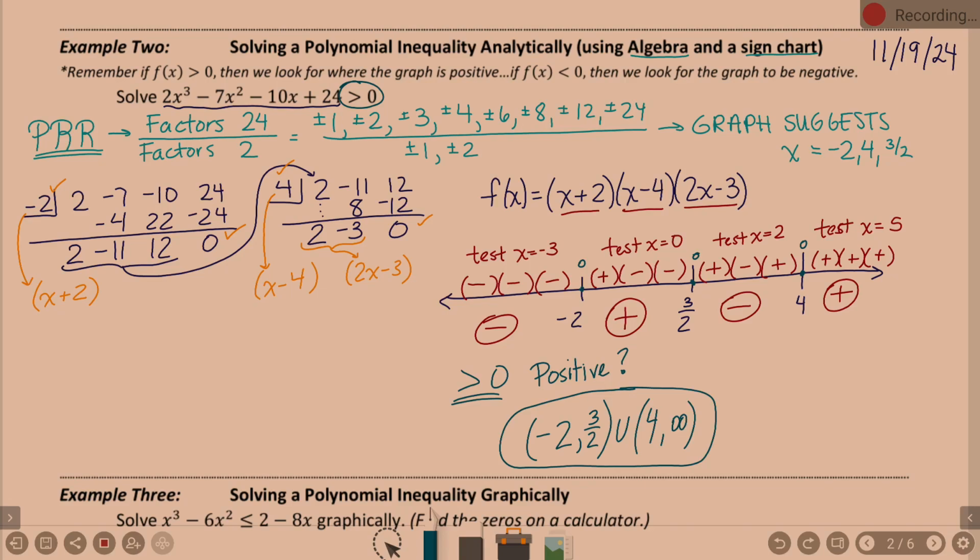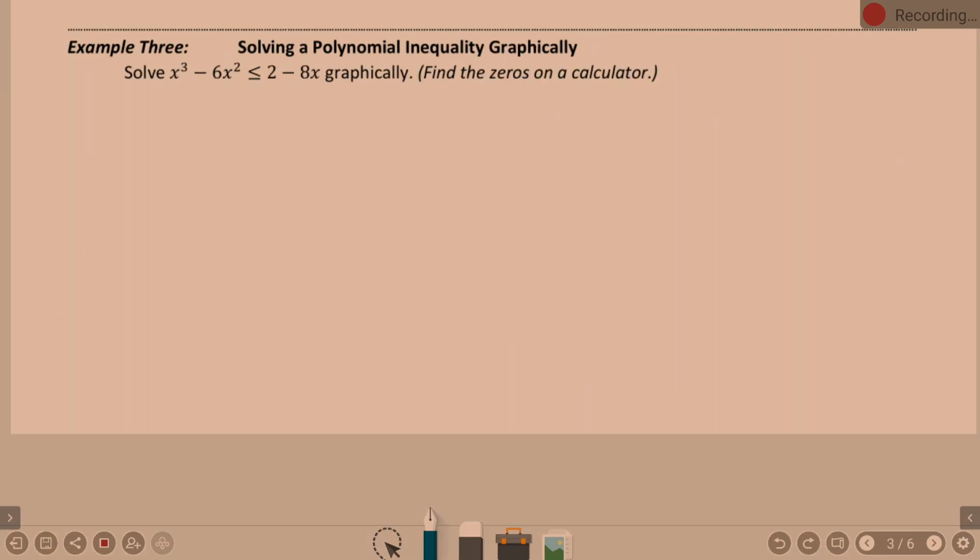Okay, ready for example 3? Example 3 is about solving graphically. The reason I made a point of what I was just saying is when we start solving graphically, the amount of work that is required to be shown decreases, because you're going to be using your calculator. If it says to solve graphically, you're supposed to be using the graph. We don't have to worry about synthetic division and PRRs and all that. We get to go straight to the graph.